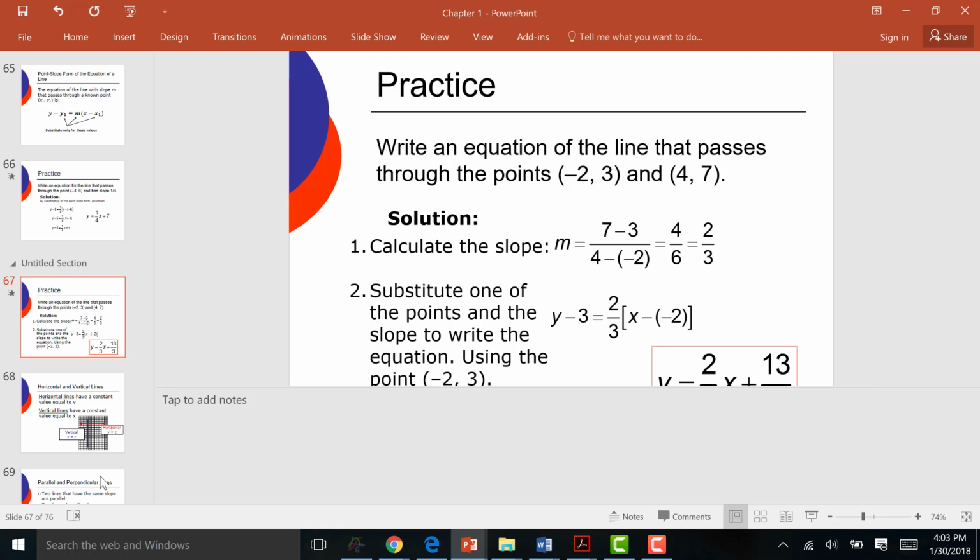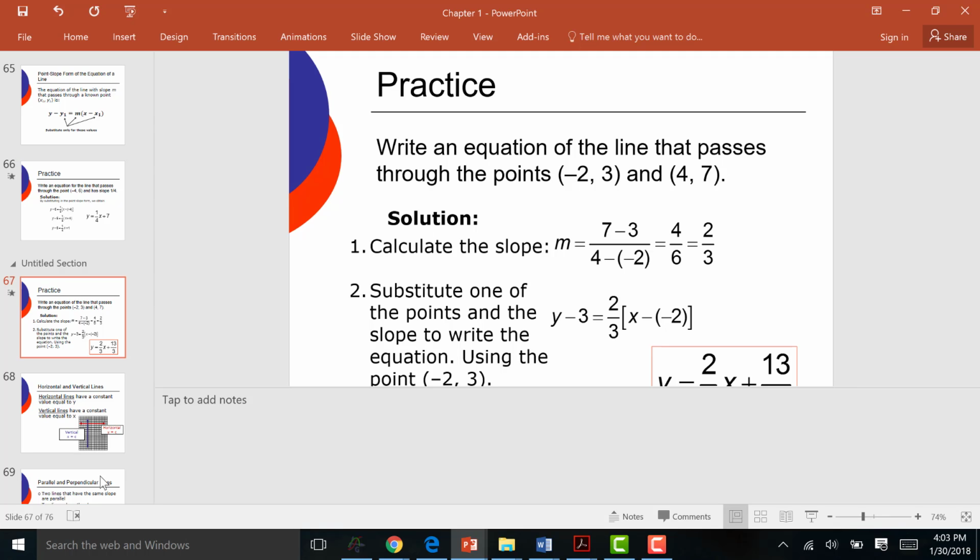All right, let's simplify. What's 7 minus 3? 4. On the bottom, I've got 4 minus negative 2. That becomes 4 plus 2? Yes. So that's going to be 4 over 6. Can I stop there? Should I simplify that fraction?